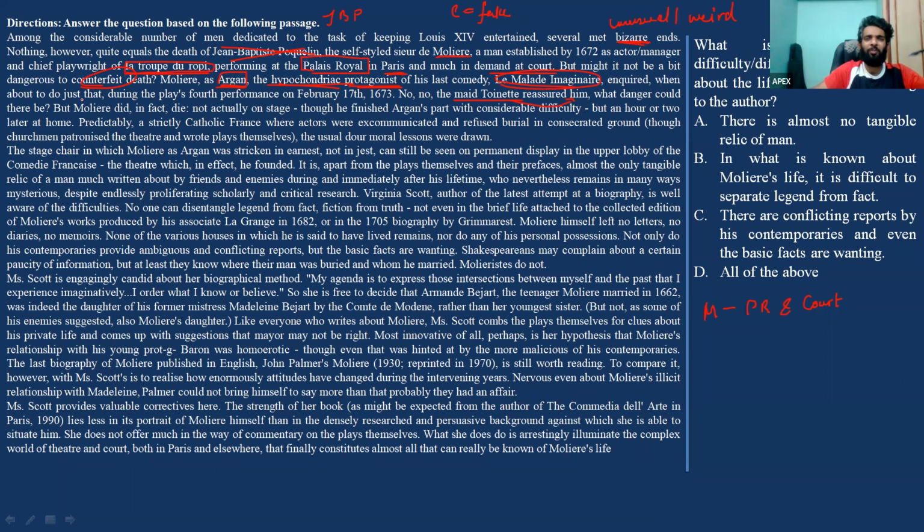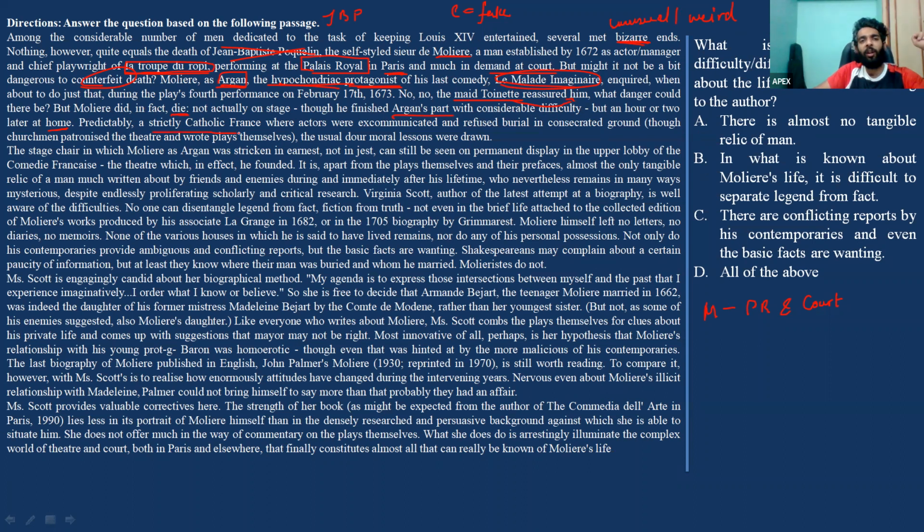Okay, or maybe he was just playing the part of death on a show or something. Okay, so predictably, Molière did in fact die. So he actually died. So this guy thought that he could play this part so well, and he wouldn't have to die or anything. He would be able to pull it off. But this guy actually died, not actually on the stage. He finished that Argan's part with considerable difficulty, but an hour or 2 later at his home. So at his home, he died.